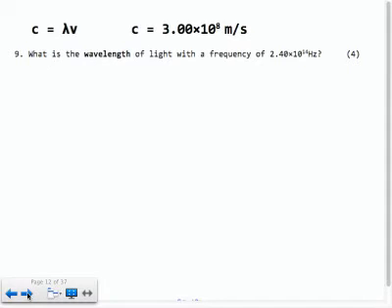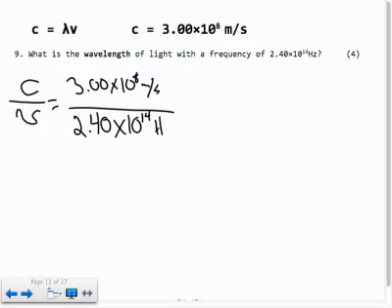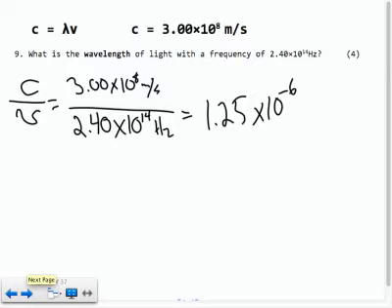What is the wavelength of light with a frequency of 2.40 times 10 to the 14th hertz? Well, we're going to use a similar setup for finding the wavelength. The wavelength is the speed of light divided by the frequency. So 3.00 times 10 to the 8th meters per second is the speed of light. The frequency we're given is 2.40 times 10 to the 14th hertz, waves per second. And that comes out to 1.25 times 10 to the negative 6th meters.